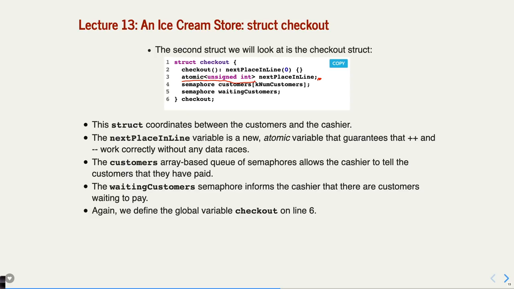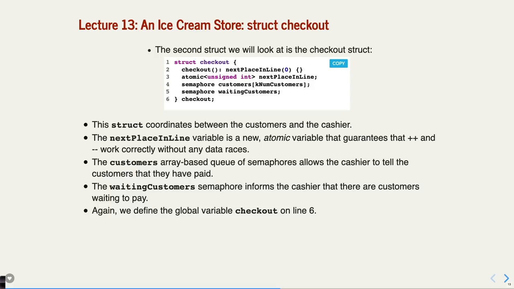We'll get there. We'll ask the question when we see it in action, when you see somebody doing something with next place in line. Okay, all right, good. So that's the couple of the structs that we're going to have. Again, global struct. Okay. And that's it.